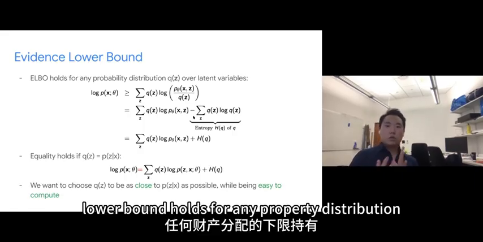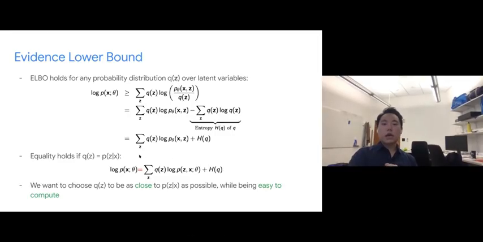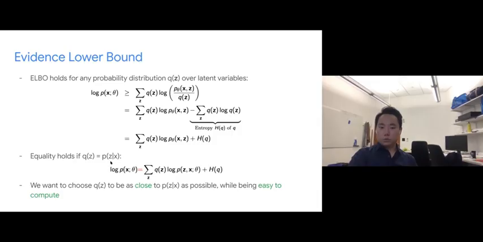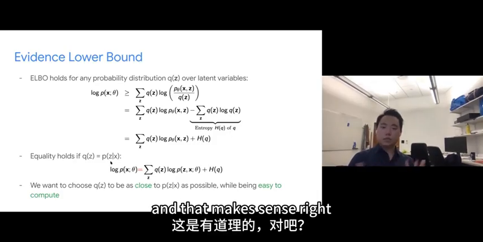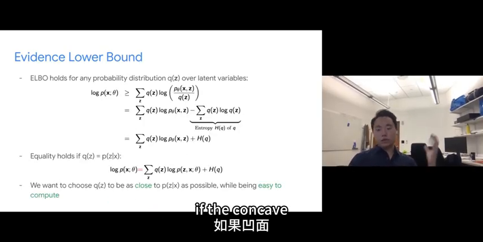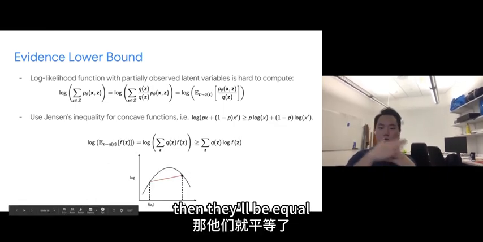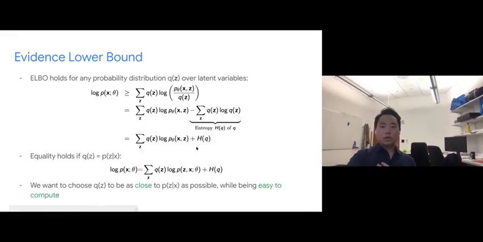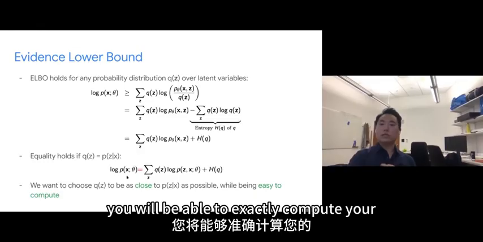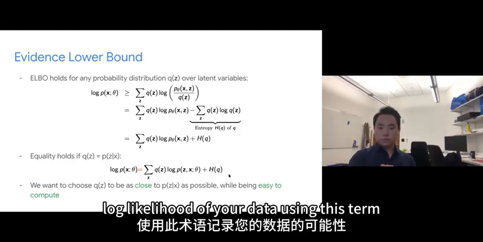So this evidence lower bound holds for any probability distribution Q over my latent variables. And equality holds if Q of Z is exactly equal to P of Z given X, my posterior. And that makes sense. For Jensen's inequality, if this concave function was exactly equal to the line, then they would be equal. Similarly, if Q of Z is exactly equal to your P, you will get equality. You will be able to exactly compute the log likelihood of your data using this term.